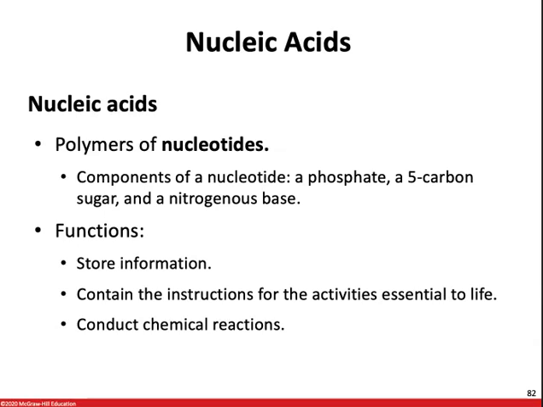So each cell stores information for how the cell should behave, respond to the environment, and replicate. This information is ultimately going to be stored in the form of nucleic acids. Nucleic acids are simply polymers of nucleotides. So the nucleotide is the monomer form, nucleic acid is the polymer form.